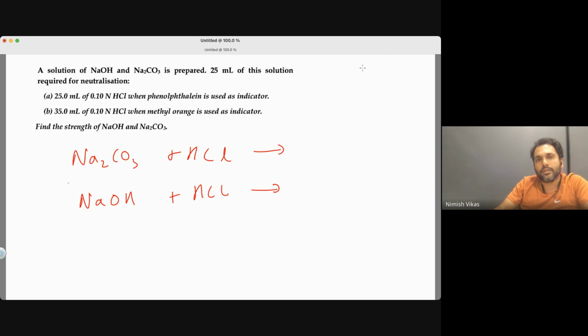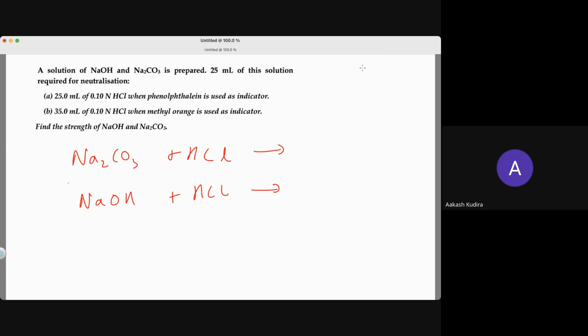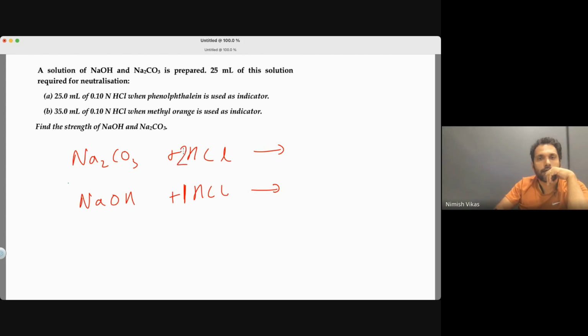I'm telling there's some basic difference in the reactions itself. Sir, because if you try to balance the reaction, then we will require two moles of HCl to go for the neutralization for Na2CO3, whereas for NaOH it just requires 1 mole or 1 part. So I don't get that.